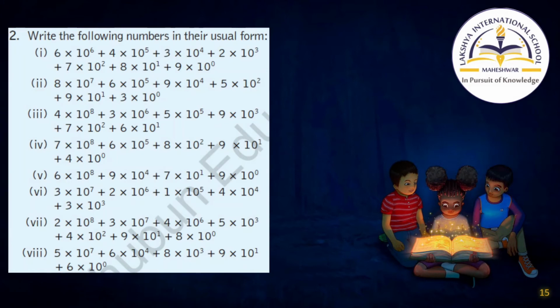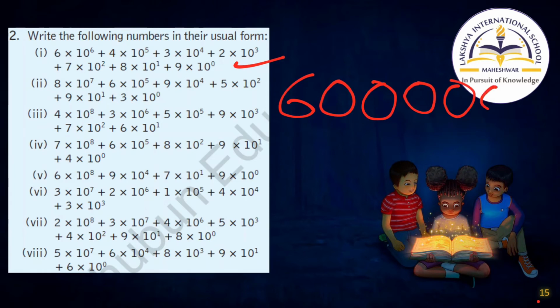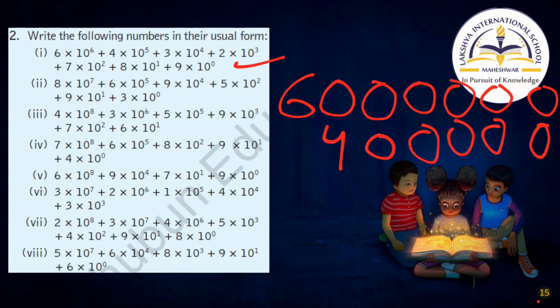Now how can we write this? First question: 6 into 10 to the power 6. So 6, then 1, 2, 3, 4, 5, 6 zeros. Okay, this one. Now 4 into 10 to the power 5. Now 4 here, and 10 to the power 5 means 5 zeros: 1, 2, 3, 4, 5.